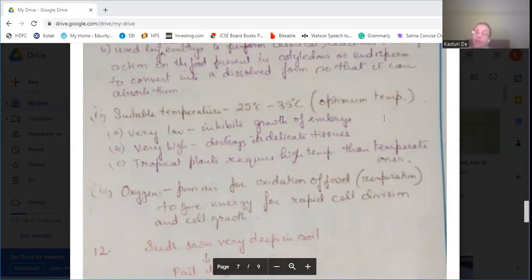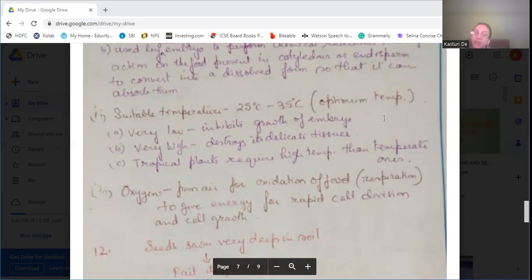If there is a very low temperature, then the embryo growth will be inhibited. And if there is very high temperature, that will destroy the delicate tissues of the embryo, and the embryo may die. Certain tropical plants require higher temperatures than the temperate ones.